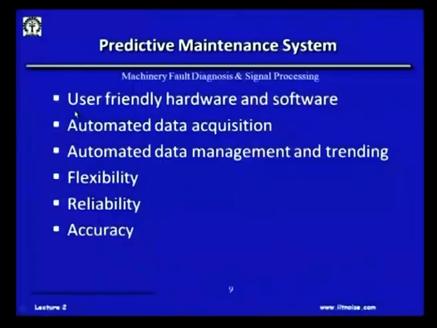And so, a very generic predictive maintenance system will have user friendly hardware and software. Hardware could be the transducers for measuring vibration, transducers for measuring the pressure, process parameters, transducers for measuring the temperature, the transducers for measuring the current, etc. And on software, which will tell when to acquire the data, how much data to acquire, how long to acquire, and so on, what are the data to be acquired simultaneously.